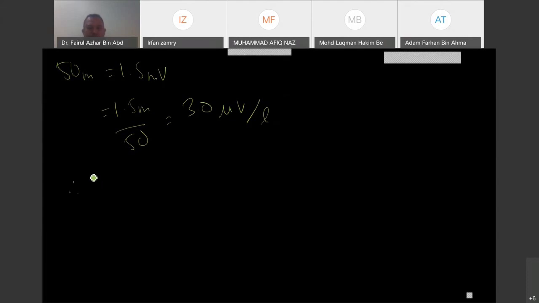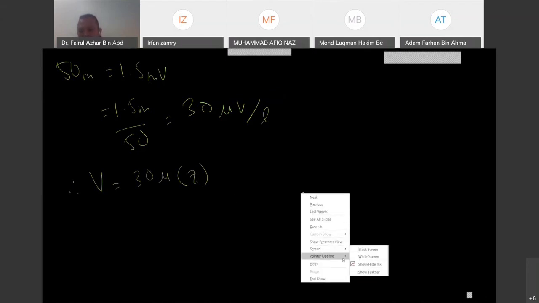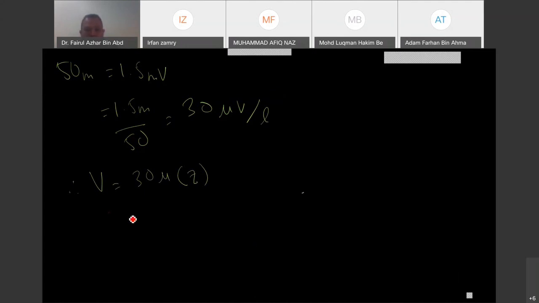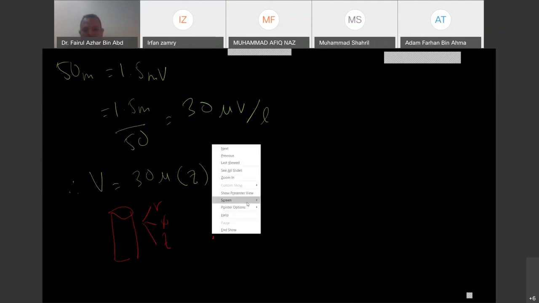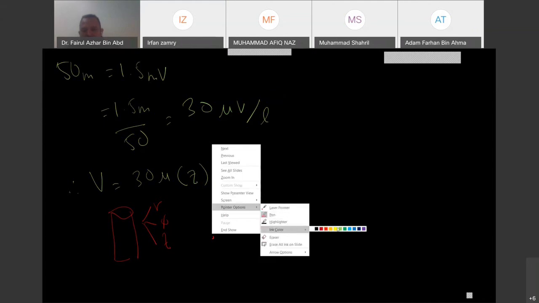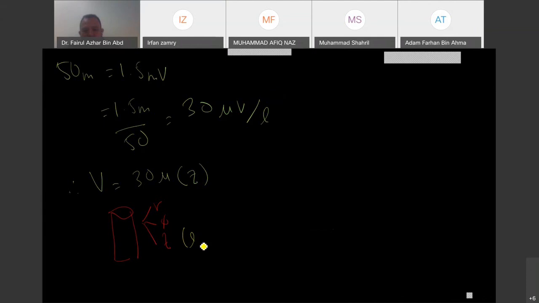At the same time, we will have the expression for V equal to 30 micro multiplied by the length. Let's assume that our length is in the Z direction, because normally when we have a cylindrical conductor, we can have the coordinates in terms of radius, angle, and Z. Most of the time, the length is in the Z direction.